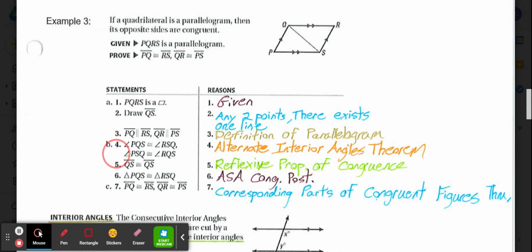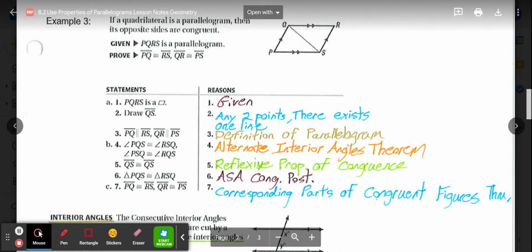Then, here for number 4, angle PQS is congruent to RSQ, and angle PSQ is congruent to angle RQS. That is based on the alternate interior angle theorem. Going way back, if we think about one of our first theorems, angles in between parallel lines, if we're following this transversal, are alternate interior angles. So PQS here would be congruent to RSQ down here, and then RQS up here would be congruent to PSQ down there.